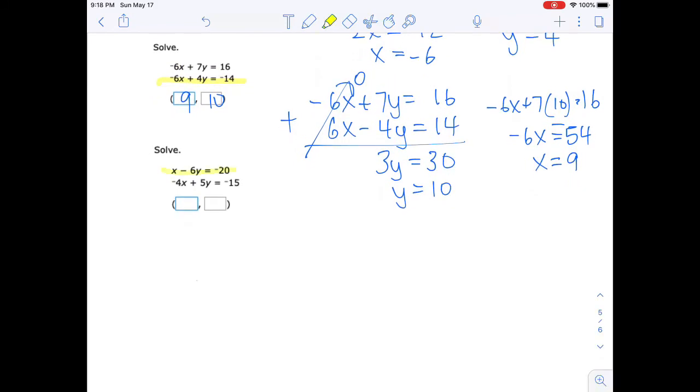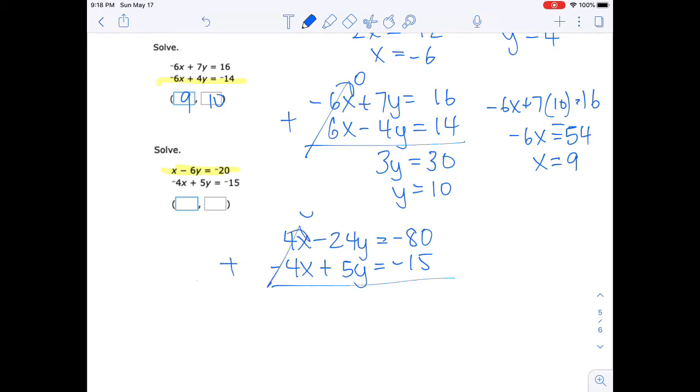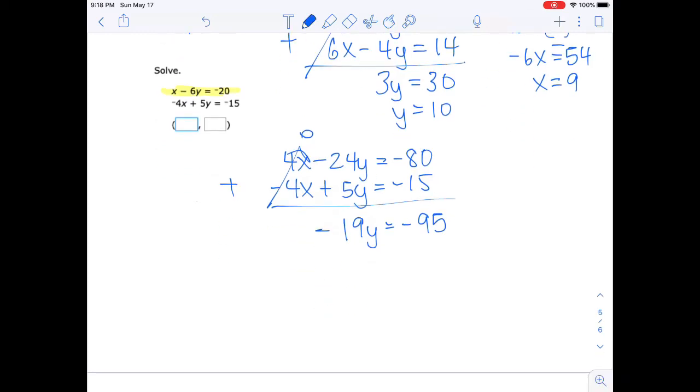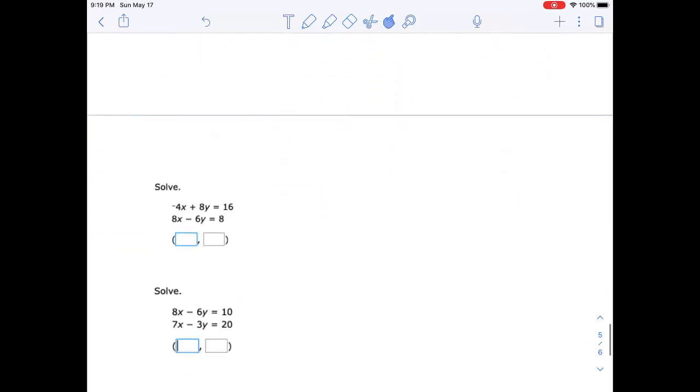Okay, the next one. If I look at that top equation, I could multiply it through by 4 or solve for x. Either one will work. I'm going to multiply through by 4. And my bottom one's already set up so that I can add these. And when I divide by negative 19, I get 5. Then I have x minus 6 times 5 equals negative 20. Add 30 to both sides, and I get 10. And you can always check these.